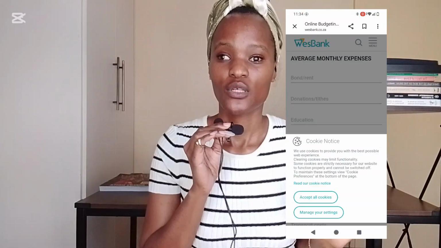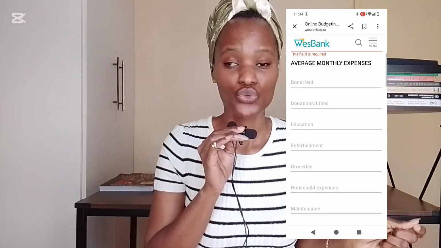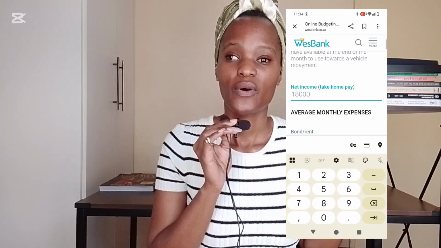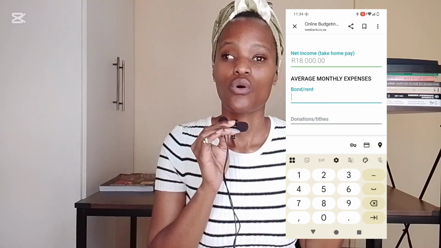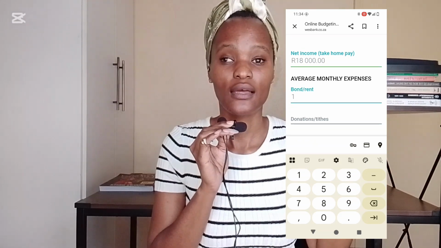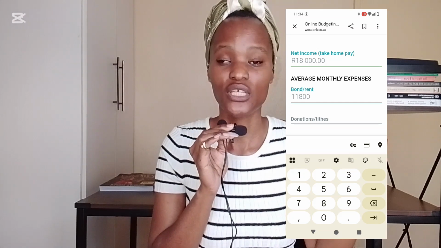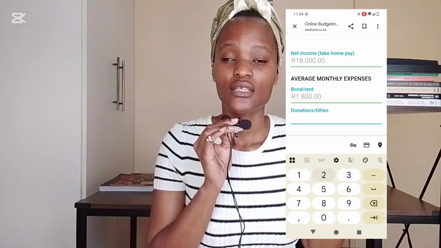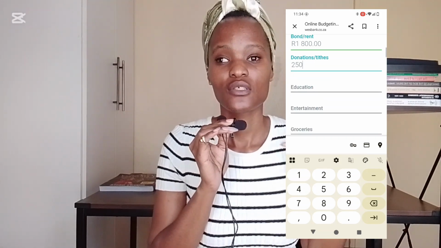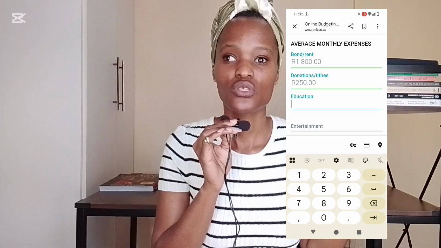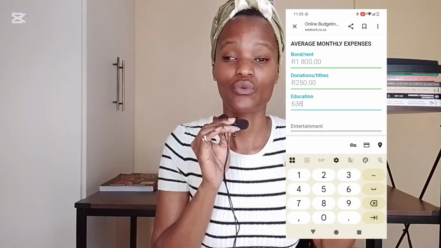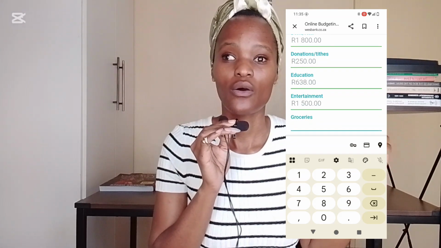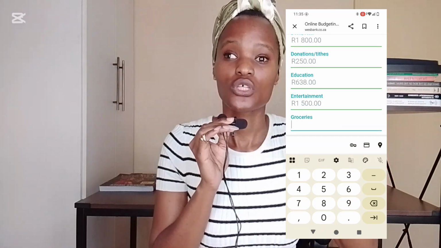The third one that I'm going to tell you about is the WesBank budgeting tool. It is mostly the same as the FNB budgeting tool, but the great thing about this one is you have more options on your spending buckets. So you have education, you have entertainment, you have savings, you have investments. And it's great because sometimes these budgeting tools can be limiting. So you find yourself having to lump everything together in one place. So with the WesBank one, you have more options and more buckets with where you're going to put your money.